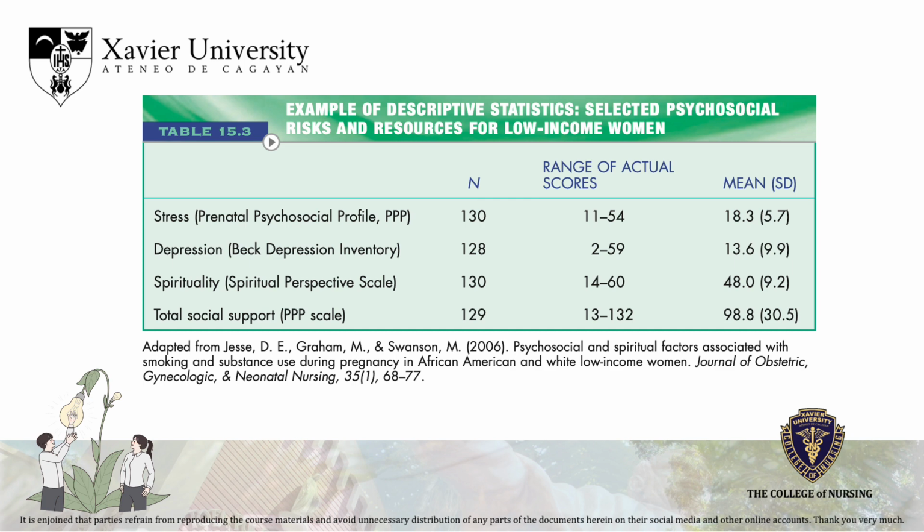This is Table 15.3, an example of descriptive statistics selected by psychosocial risk and resources for low-income women. It provides the ranges and the means, with the standard deviation of every mean enclosed in parentheses.